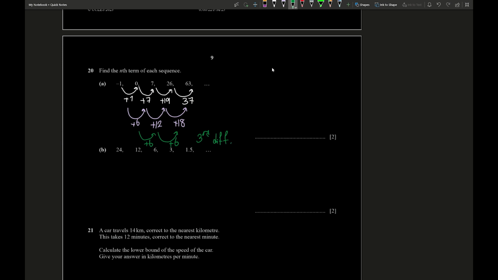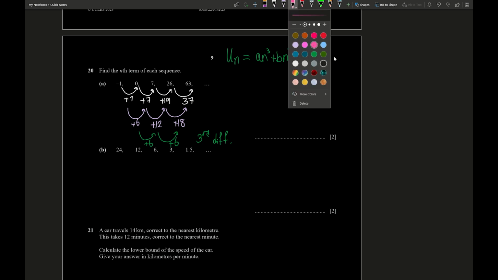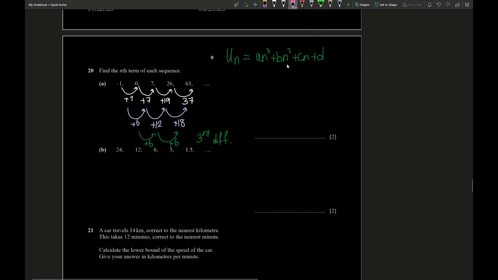this means that this is a cubic sequence, and a cubic sequence is written in the form a n raised to the power of 3 plus b n squared plus cn plus d, where a, b, c, and d are all constants. Now, to find all of these constants, there are four special equations that you should be familiar with to be able to find a, b, c, and d.